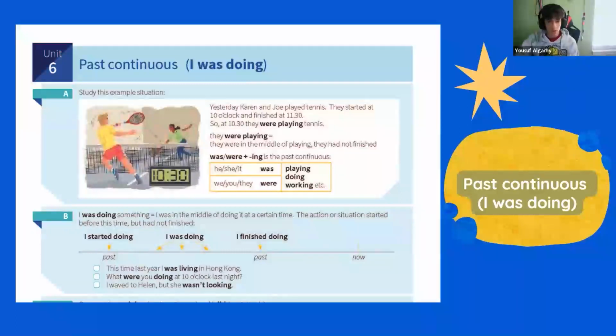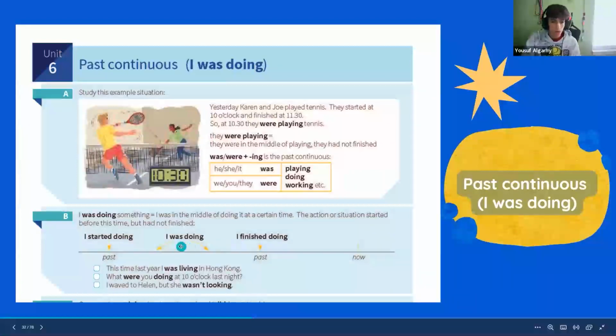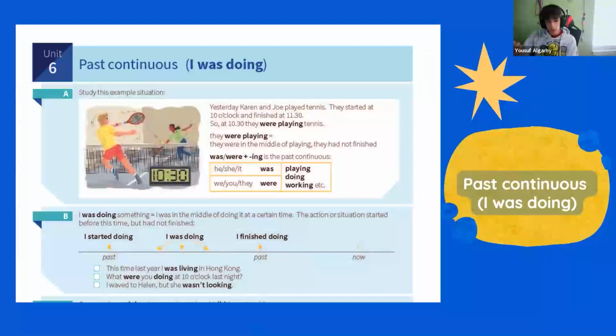Okay. So was and were, and then plus an ing is the past continuous. So something like he, she, it was playing, or we, you, they were playing. Okay. So I was doing something means I was in the middle of doing it at a certain time. Okay. So the action or situation started before this time, but had not finished. So I started doing would be past. I was doing would be in between past and present. And I finished doing would also be past. So I was doing could be in between past and now, or both past and like the time you started and the time you finished.